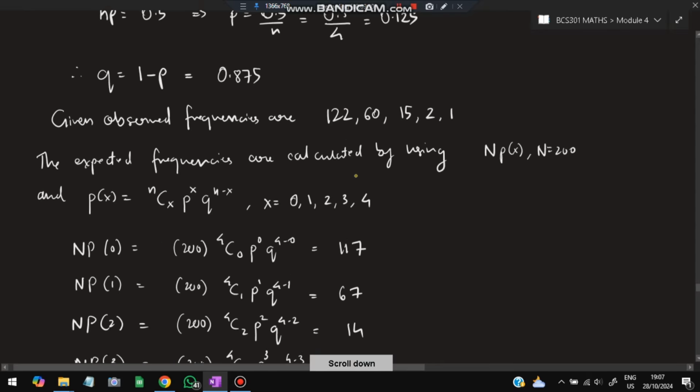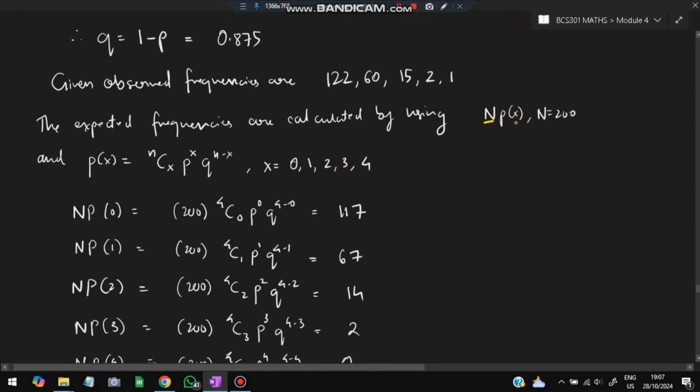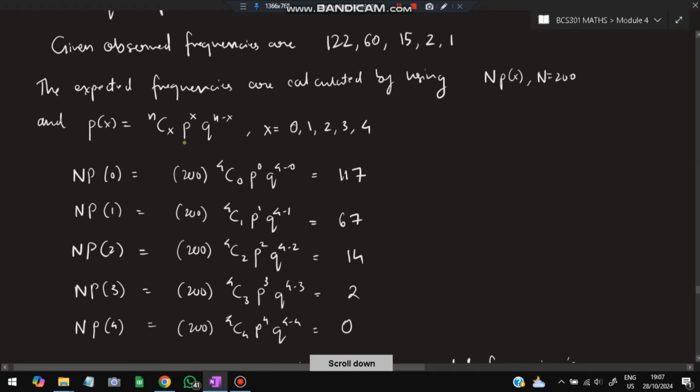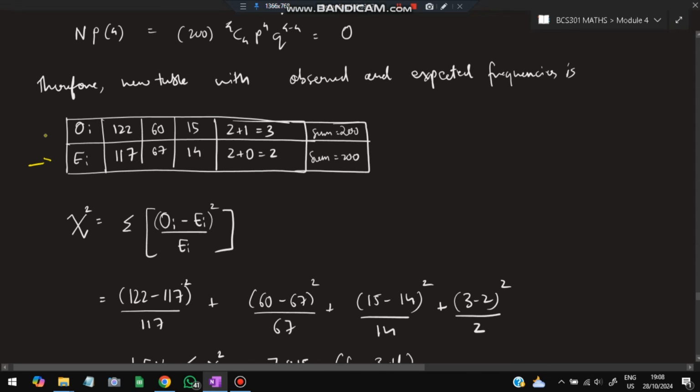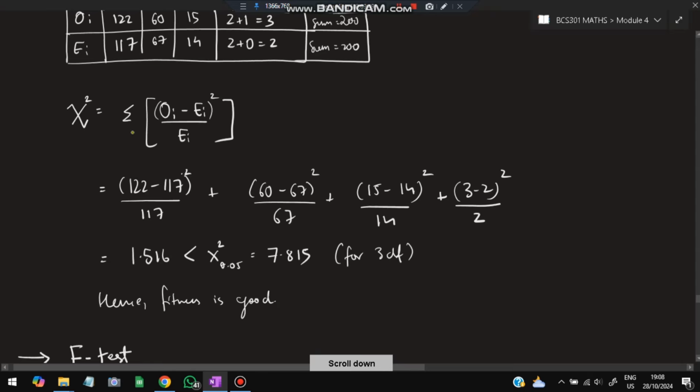After that, the expected frequencies are calculated using n into p of x. What is p of x? In binomial distribution, the p of x value is given using this formula. All values we have here, p value and q value. Substitute them, find out the answers and keep these ready, and substitute these values in this table, the expected and the observed values. After that, find out in the same way as we have done in the previous question.